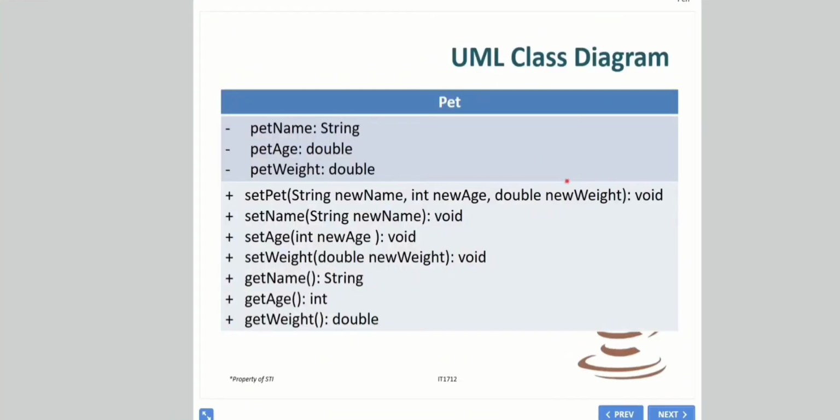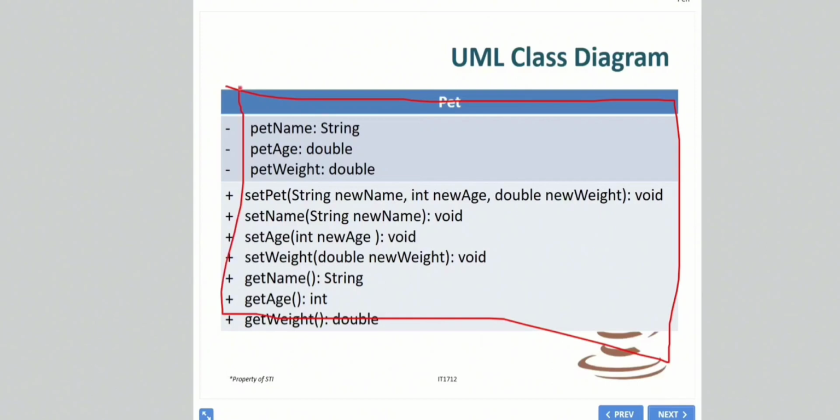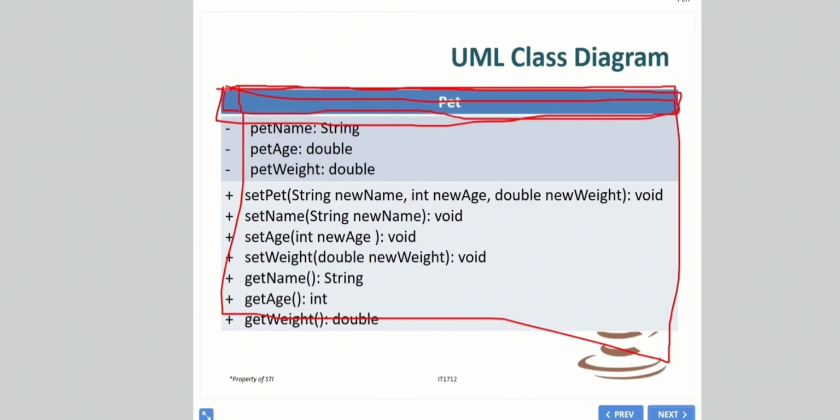Our next topic is the UML class diagram. It is a Unified Modeling Language that is represented by this diagram symbol. The first layer of the UML diagram is the name of the class. So therefore, this class here is called Pet.